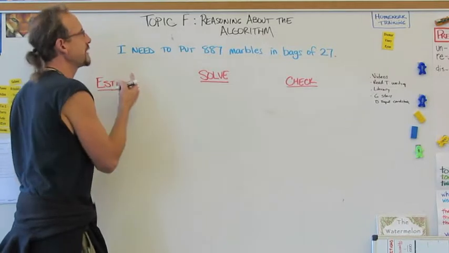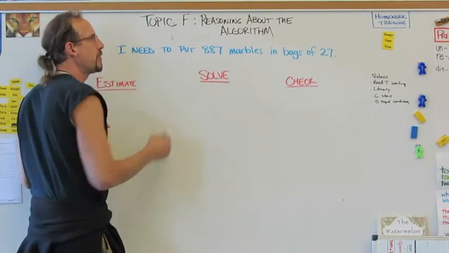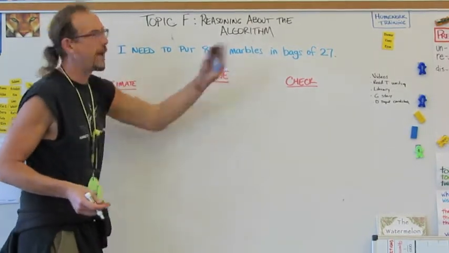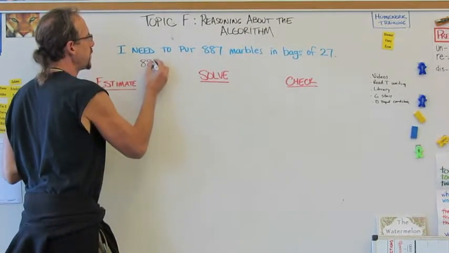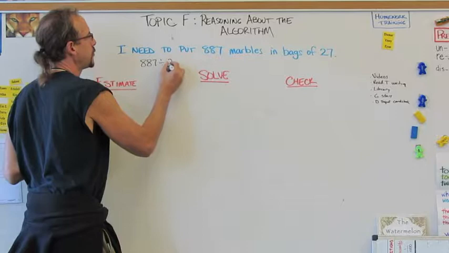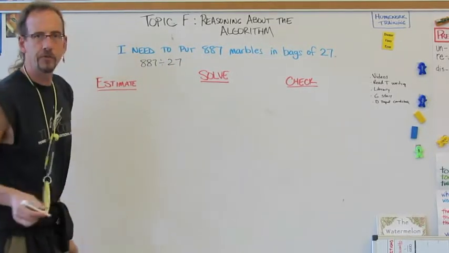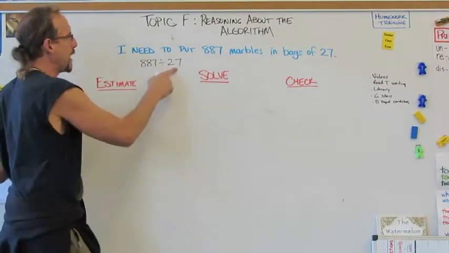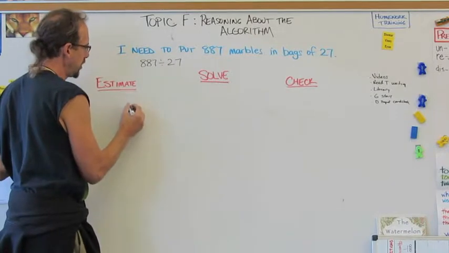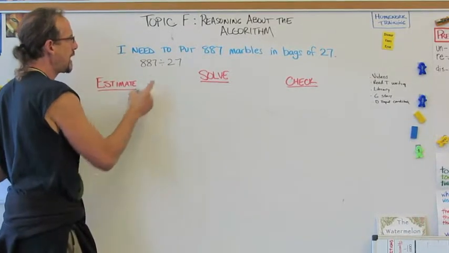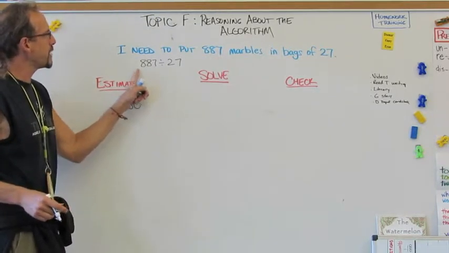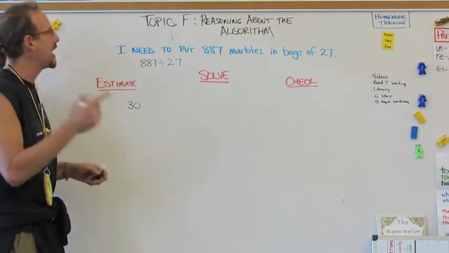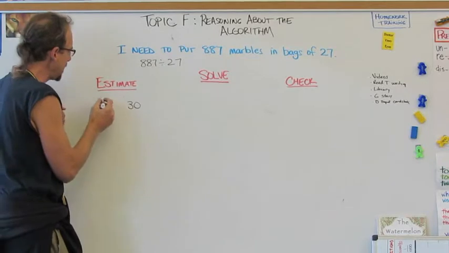So here's a classic division problem. I need to put 887 marbles into bags of 27. And that, of course, is this problem, 887 divided by 27. And so first of all, I'm going to estimate. I'm going to round off this number first to 30. And then I'm going to think, what are multiples of 3 that would get me something that looks like this? 3, 6, 9. Oh, 9 looks like an 8.